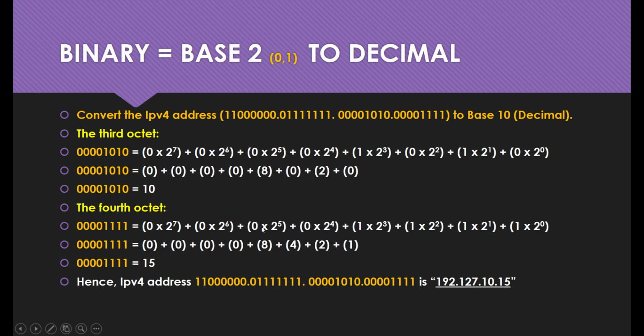Hence, when you bring them all together, remember the dot notation is what separates them. So you bring them back all together and what you get now is 192.127.10.15. So this is the decimal representation of the IP version 4 address.